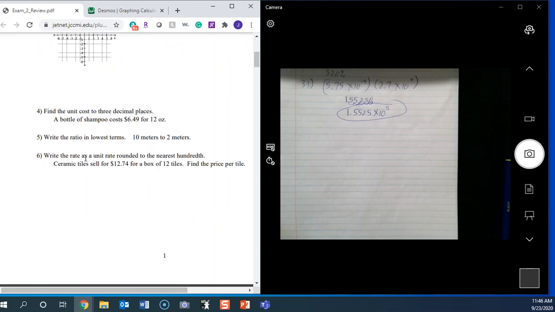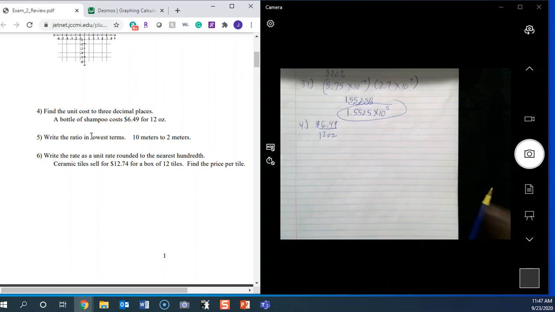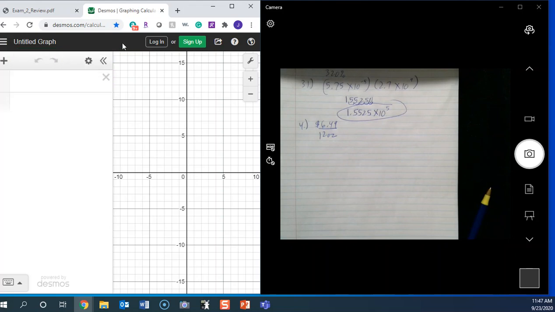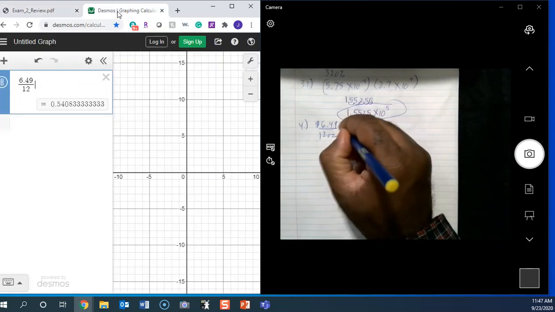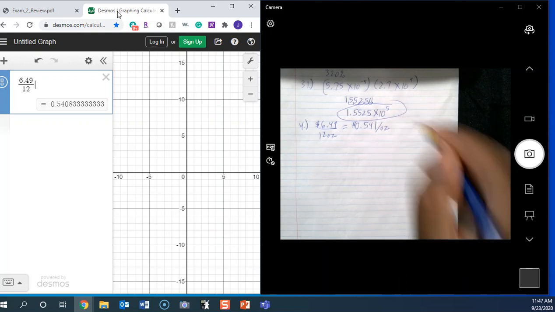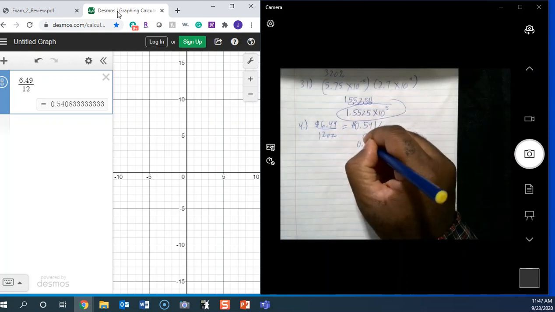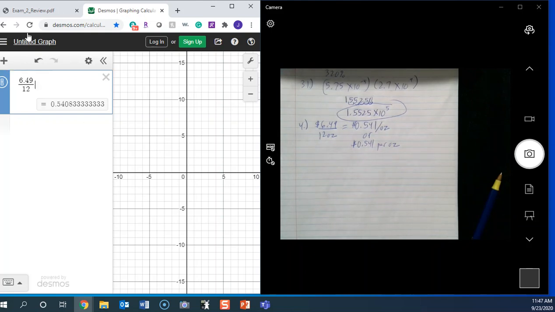Okay, now, it says find the unit cost to 3 decimal places. Whenever they ask you to find unit cost, you're supposed to do the money first, ounces or whatever last. So you would do $6.49 and divide it by 12 ounces. So you'll put this in your calculator: 6.49 divided by 12. And here they tell us to round to 3 decimal places. So this would end up being 0.541. And you would put the dollar sign, and then you would put per ounce. Or if you need to write it in words, it'd be 0.541 per ounce. So it's a little over 54 cents per ounce.